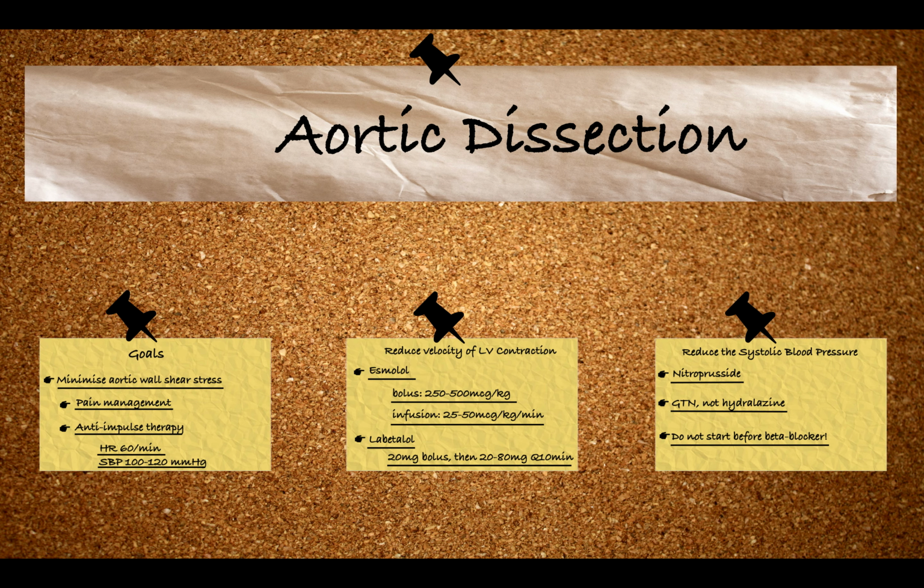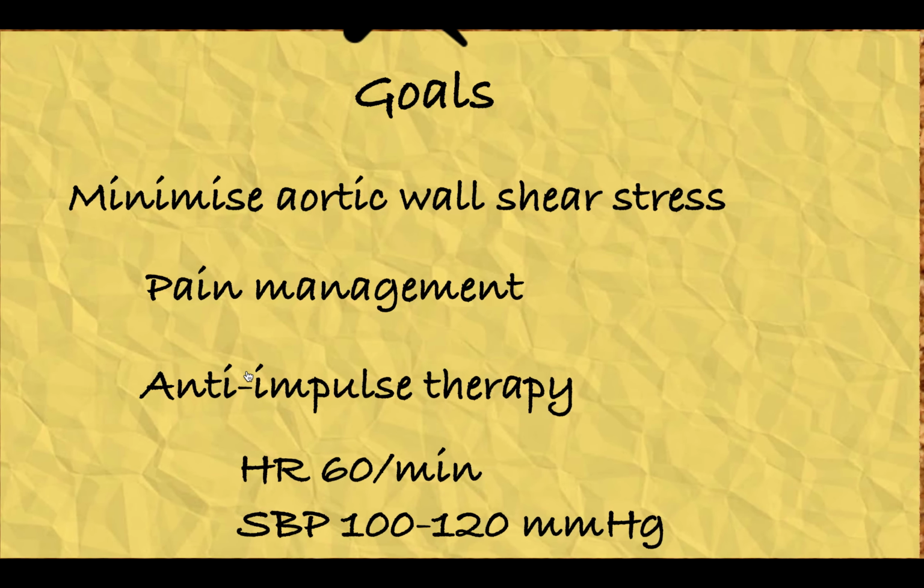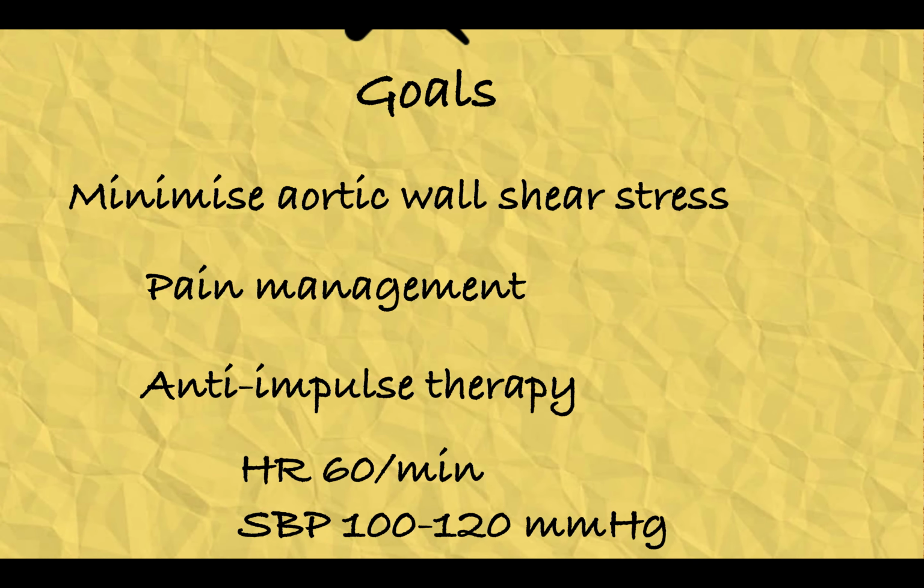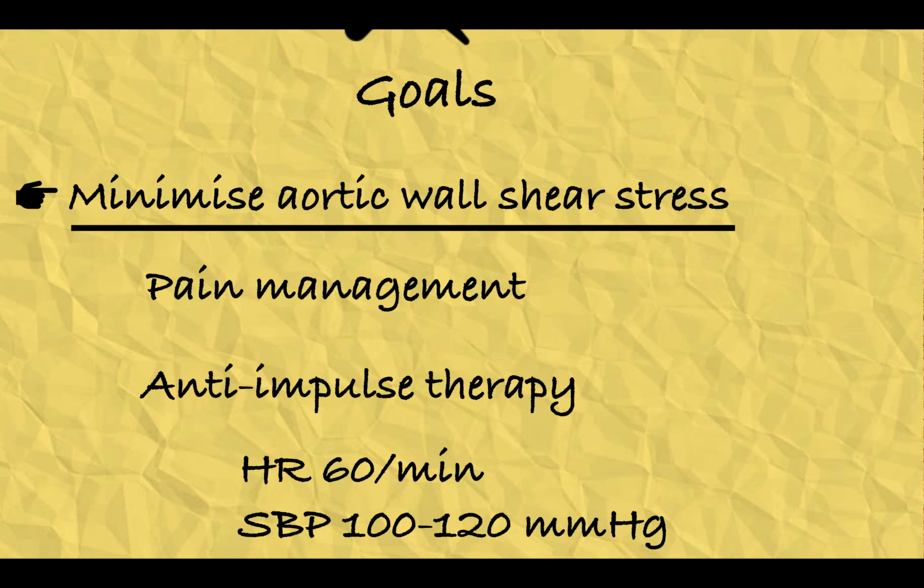You've diagnosed a type A, the cardiac theatre is being prepped, but the patient's systolic blood pressure is 190 and they're tachycardic to 110. We need to change those vital signs, and the reason is because of aortic wall shear stress. We are now focused on minimising aortic wall shear stress so we can minimise progression of the dissection.